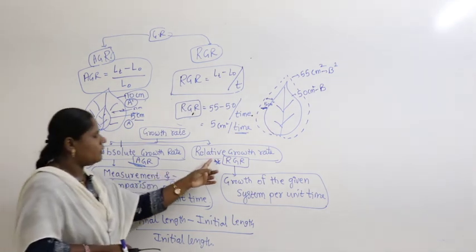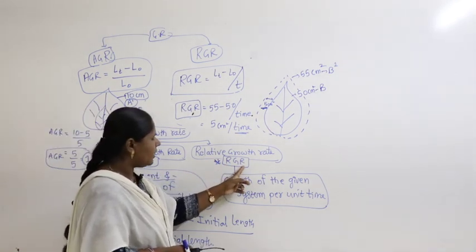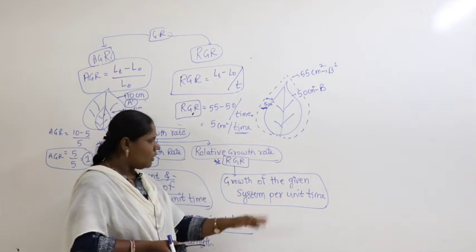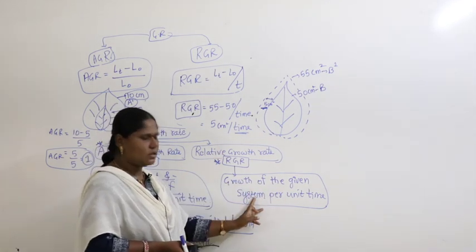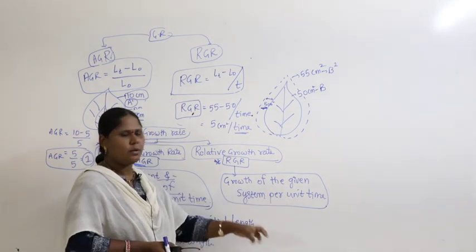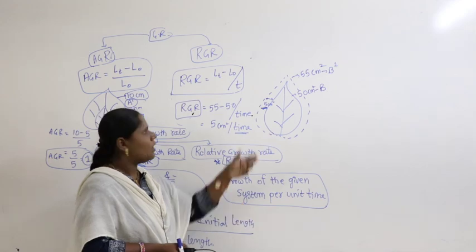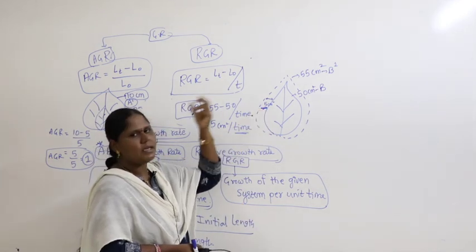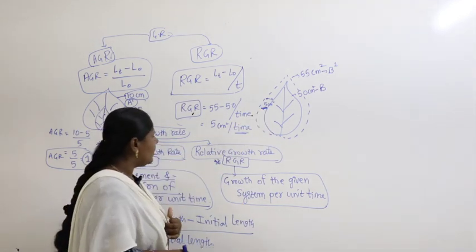Similarly, coming to the second, that is relative growth rate. What is that? At this particular time, what is the growth of the given system? It is the growth of the given system per unit time. How much growth got increased? How much growth has taken place? That is what is called relative growth rate.